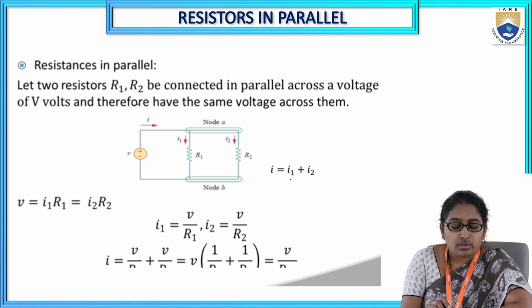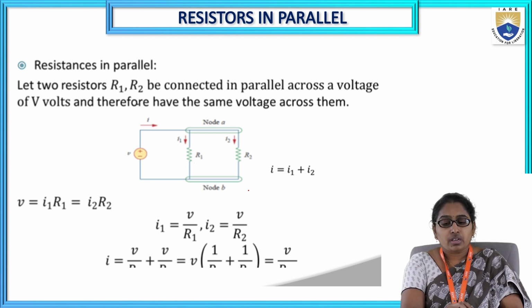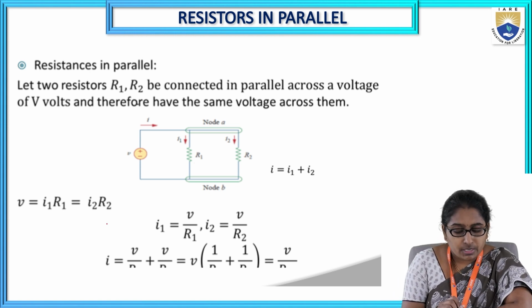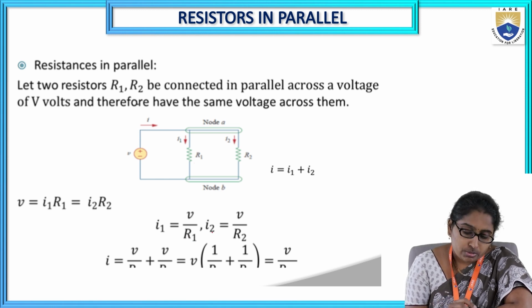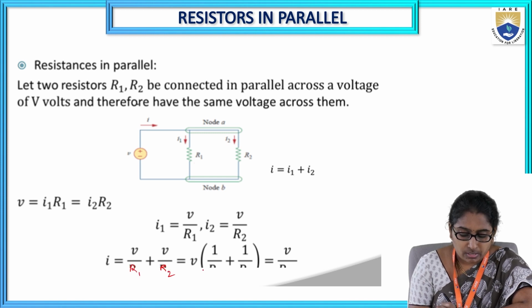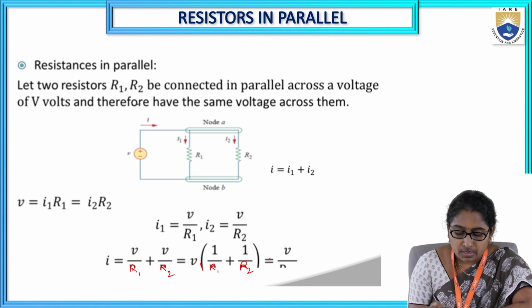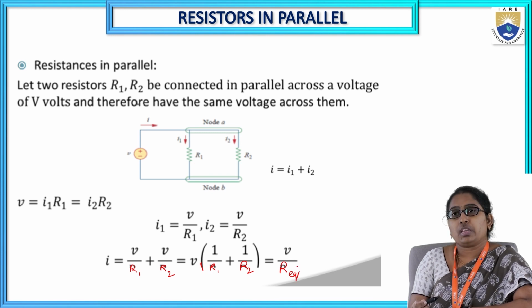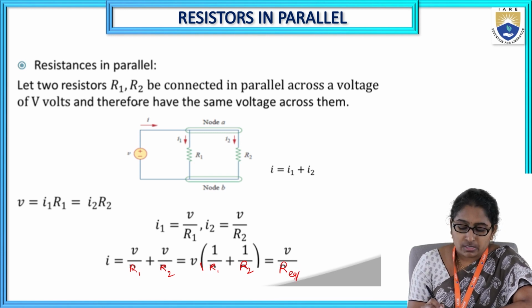Based on Ohm's law, write down I1 and I2 in terms of voltage and resistance. I1 is given by V by R1 and I2 is given by V by R2. So I is equal to V by R1 plus V by R2. Taking V out, V into (1 by R1 plus 1 by R2) is equal to I. What is I? Total current. From Ohm's law again, I is equal to V by total resistance of the circuit, which is nothing but the equivalent resistance.